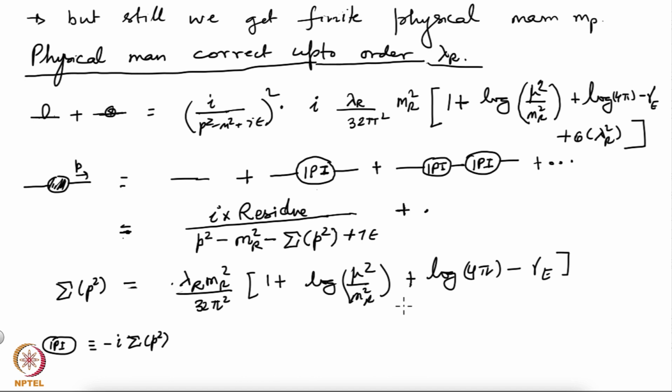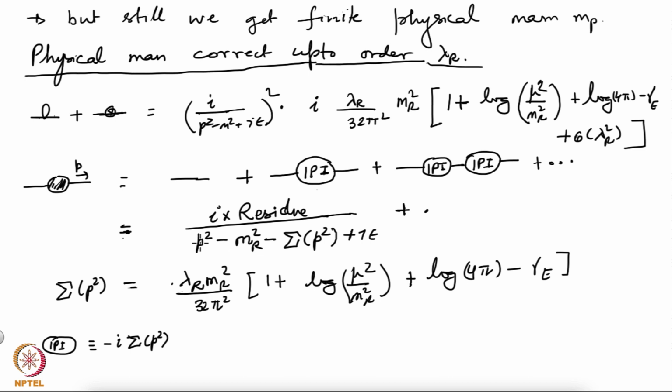So you see what the physical mass is. m p squared is equal to m r squared plus sigma. This is the pole, right? This is the physical mass. I will stop here, it is becoming difficult to write. So you can calculate the physical mass here.